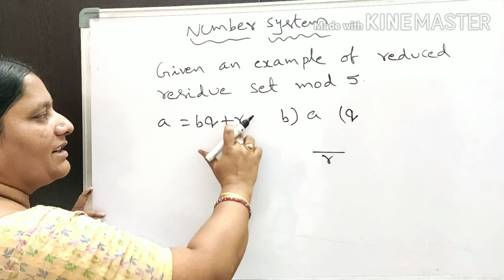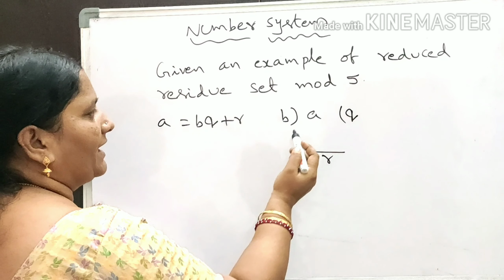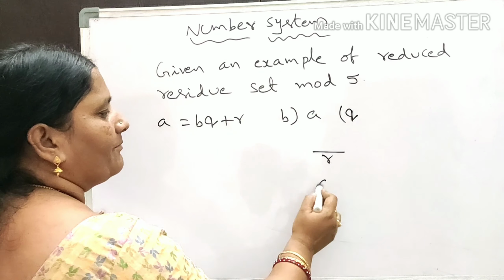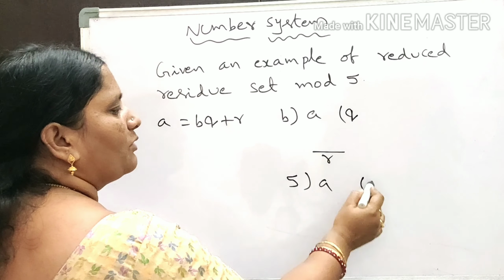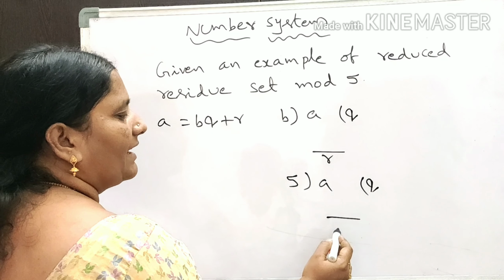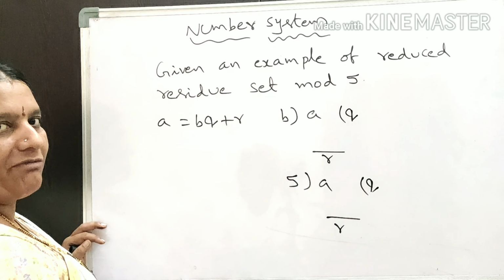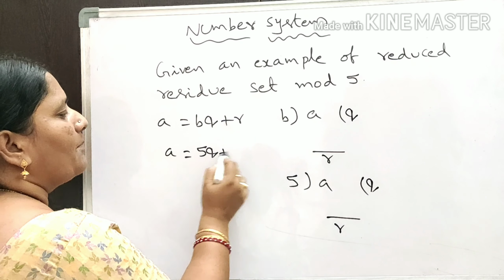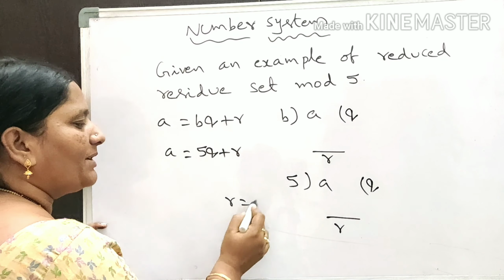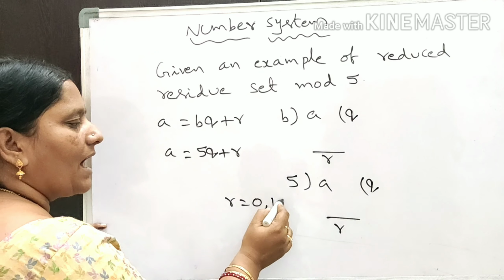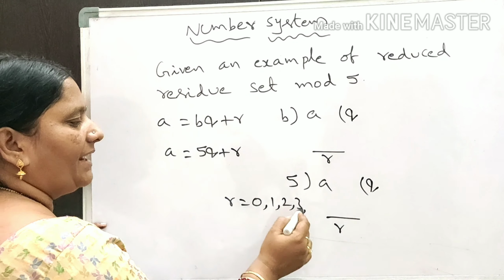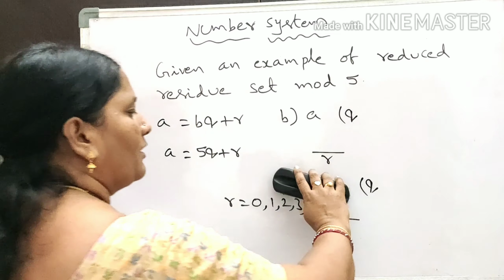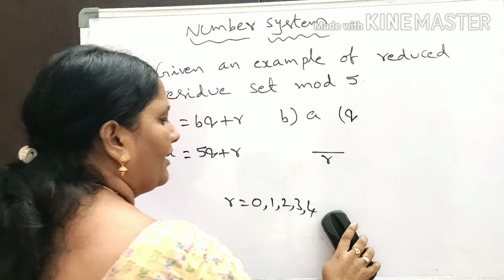Now what are the possibilities of this remainder? Suppose modulo 5: when a number is divided by 5, what are the possible values of remainder? When a is divided by 5, quotient is q and remainder is r, then we can write a equal to 5q plus r. Then r may be 0, 1, 2, 3 or 4. So the values of remainder are 0, 1, 2, 3, 4.